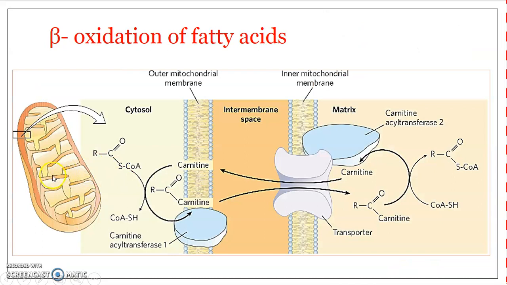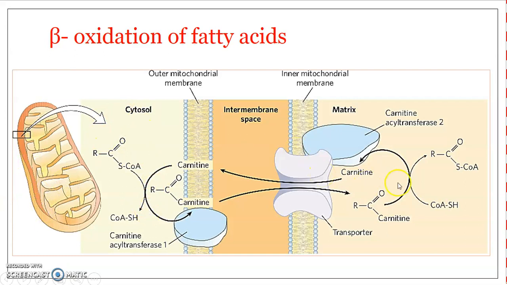Beta oxidation takes place inside the mitochondria because the major enzymes required for the oxidation are found inside the mitochondrial matrix. But fatty acids reach the cell and are present in the cytoplasm. They are actually synthesized in the cytoplasm. So the fatty acids have to be taken from the cytoplasm.